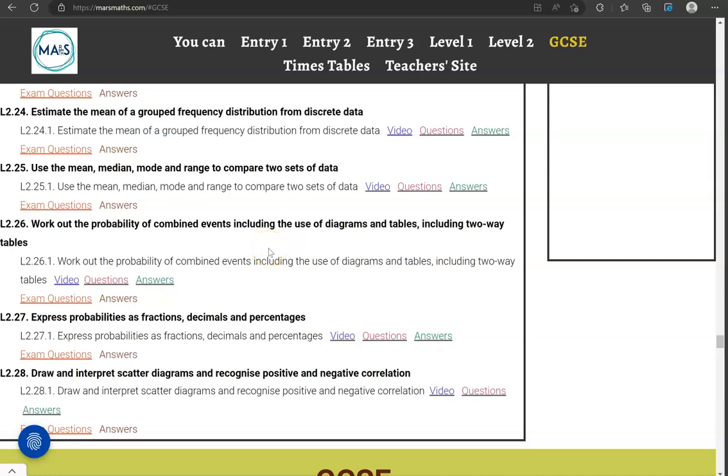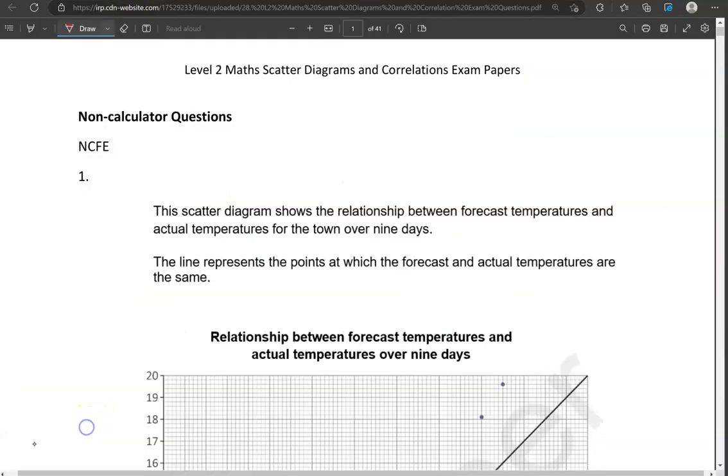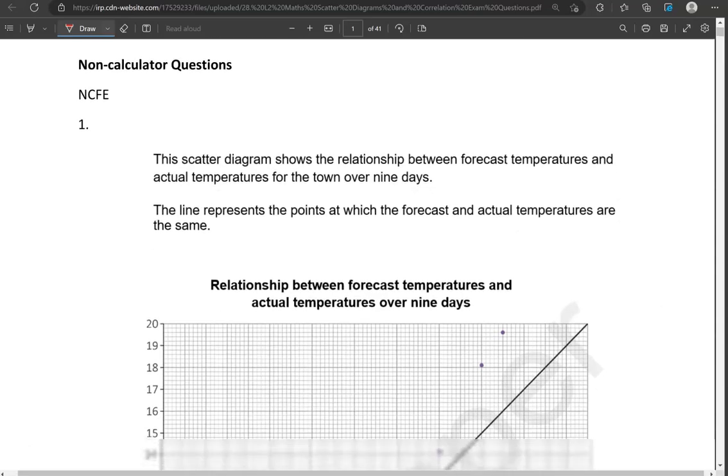In this video, we'll go through exam questions that cover the criteria, draw and interpret scatter diagrams, and recognize positive and negative correlation. You can locate the questions on the mathsmaths.com website under Level 2. The questions come from different exam boards. We'll start with the non-calculated questions and then we'll move to the calculated questions. Here is the first one.